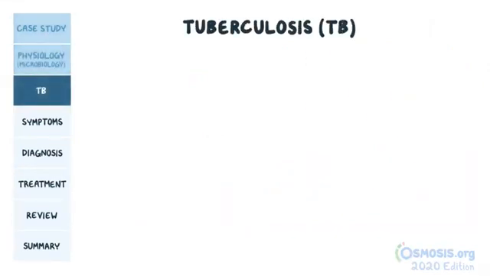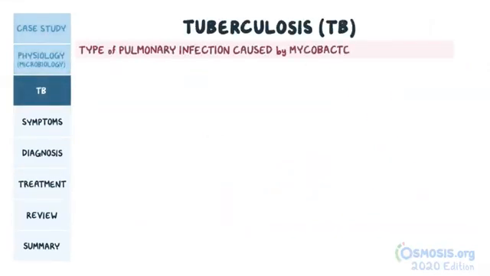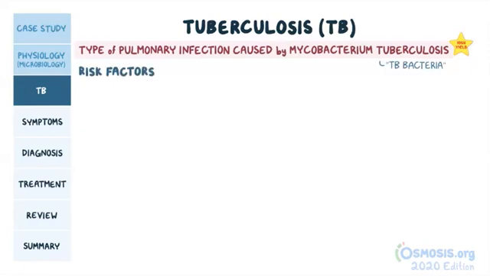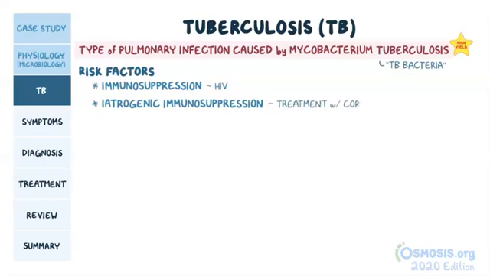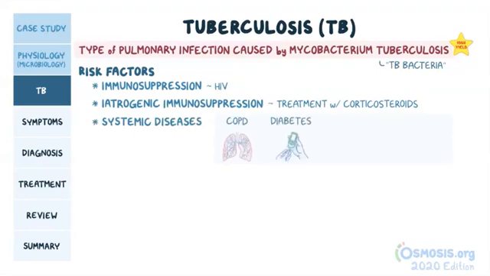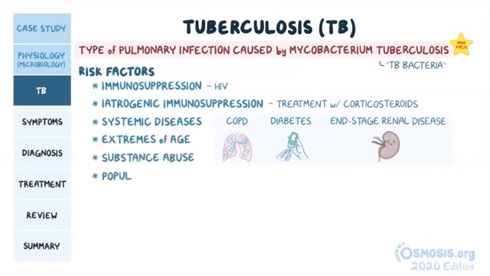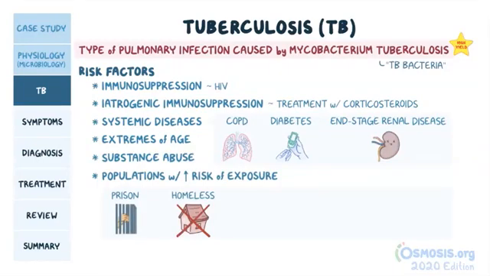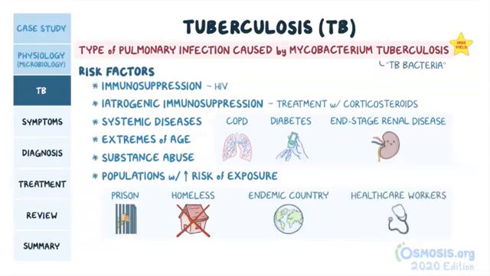Okay, so tuberculosis is a type of pulmonary infection caused by Mycobacterium tuberculosis, sometimes just called TB bacteria. Before we start, you need to know that there are a few high-yield risk factors for TB. These include immunosuppression, like in people with HIV, iatrogenic immunosuppression, like in people who undergo treatment with corticosteroids, systemic diseases such as COPD, diabetes, and end-stage renal diseases, extremes of age, substance abuse, and populations with an increased risk of exposure, like the prison population, homeless people, those born in an endemic country, and healthcare workers.